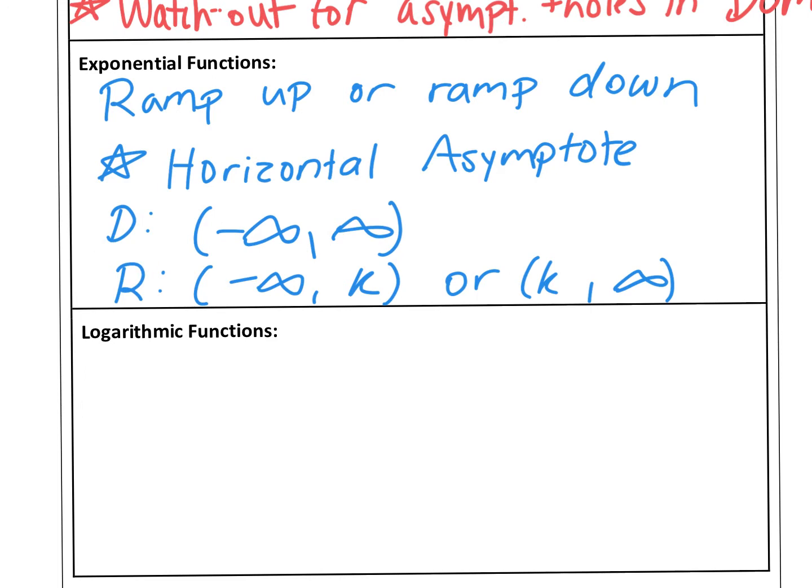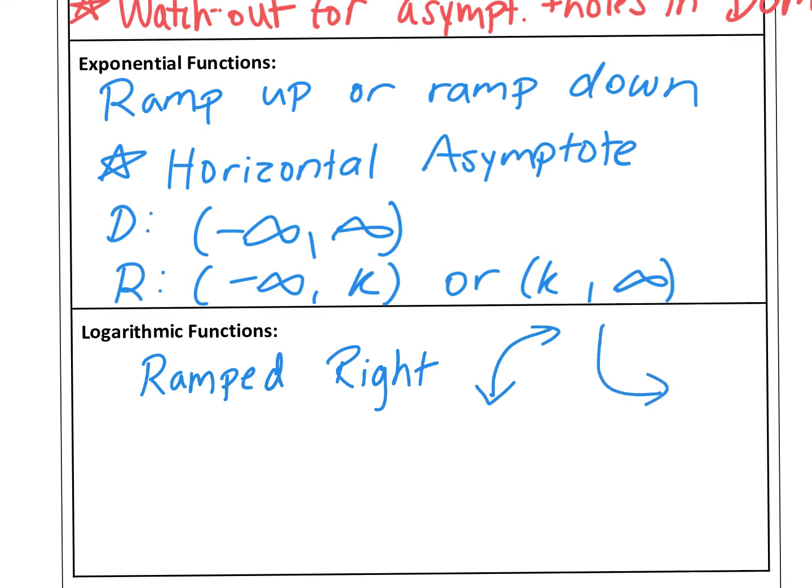And last but not least, we got logarithmic. Okay? These didn't ramp up or down, but they ramped kind of to the side, right? And really, these always ramped to the right, because remember, we couldn't go left on these. Why couldn't we go left? Yep, can't take the log of a negative. That's always undefined. So these kind of ramp to the right. They could be like this, right? Or like this. What kind of asymptote did they have? Vertical. Good. Vertical asymptote.